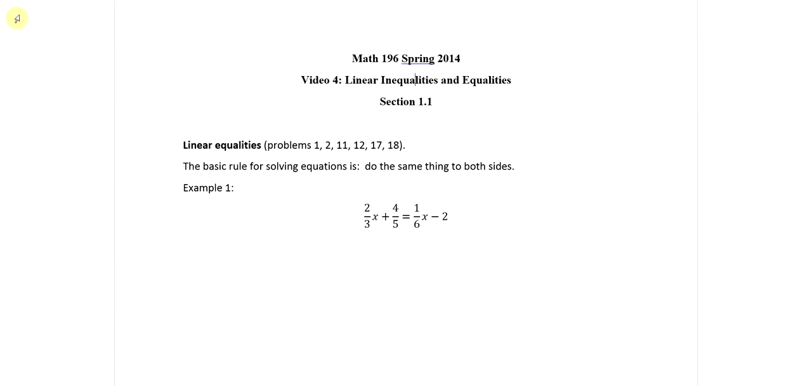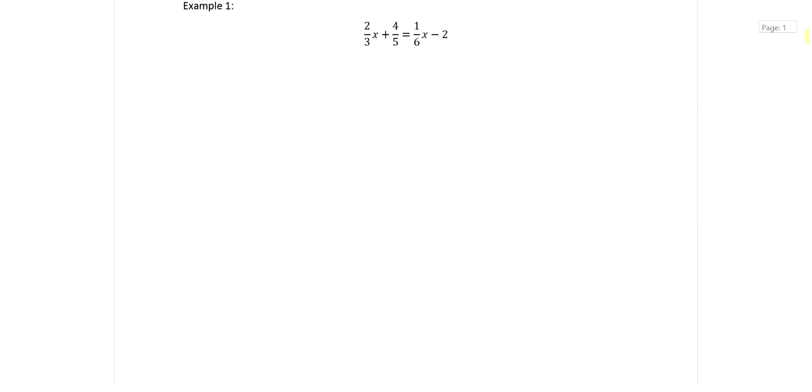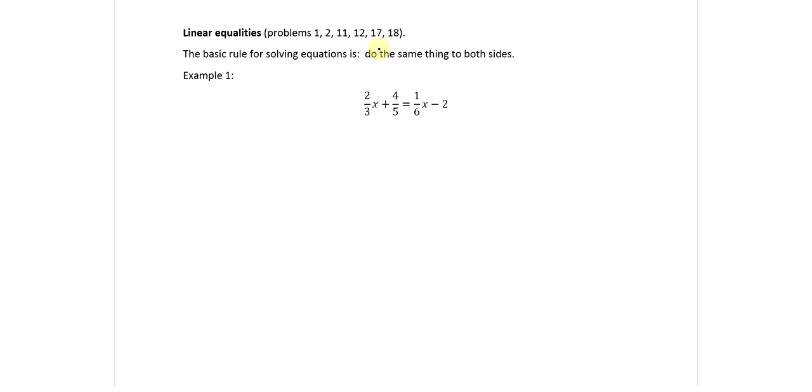There we go. Okay, so linear inequalities, that's problems 1, 2, 11, 12, 17, 18. You should be reasonably familiar with these. And the basic rule for solving equations, so we have an equal sign in there, is do the same thing to both sides. This is a little bit different than simplifying an expression, because we have an equation, not just an expression. The thing on the left side is an expression and the thing on the right side is an expression.